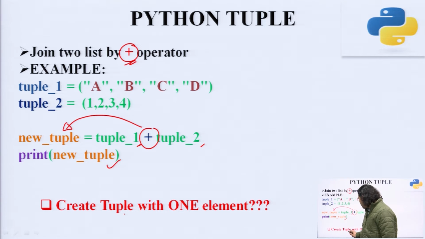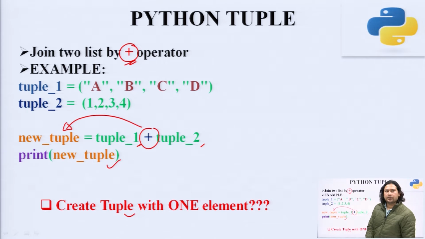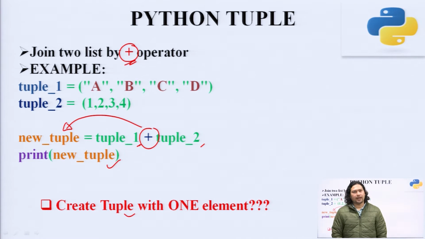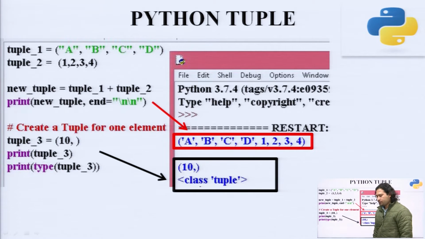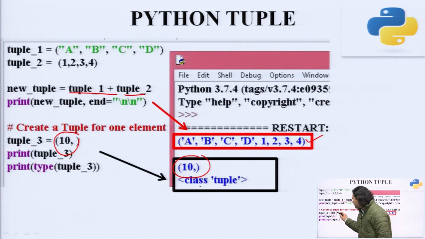So, the last question here in this slide is, can you create a tuple with one element or not? Yes, I can create one element by using a comma. You can see it here. Before that, you can see that yes, the plus operation is working to join the tuples. The next thing is we are creating a tuple with one element. You can see the important point is this comma.